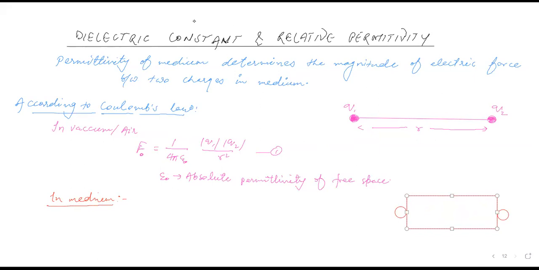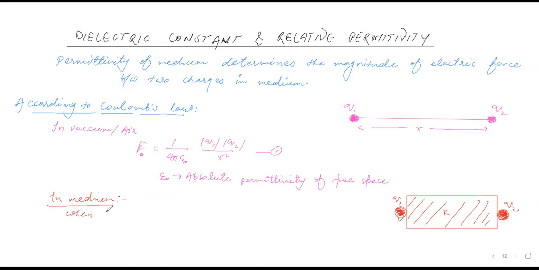This is a medium, and this medium has a dielectric constant K. Between these two charged particles, a medium of dielectric constant K is present. The charge of this one is Q2 and the charge of this one is Q1.